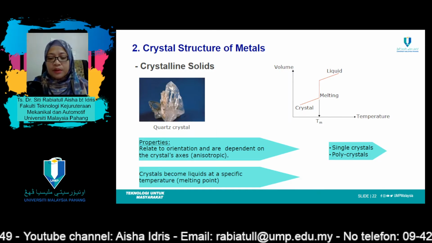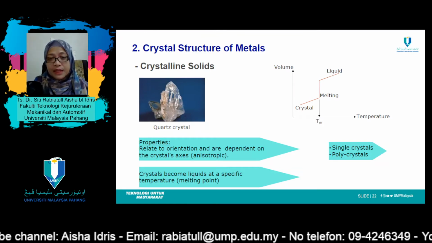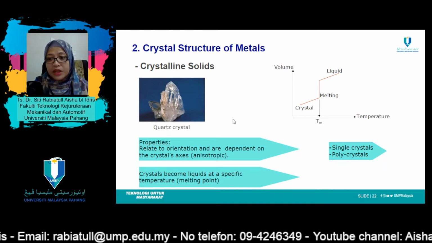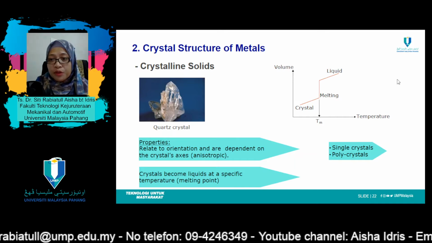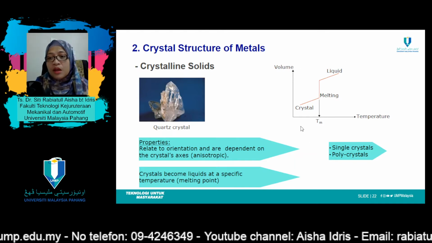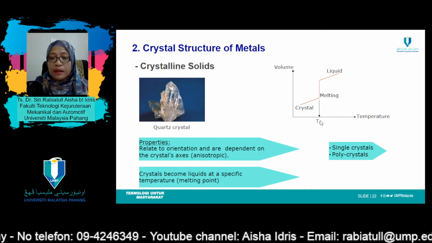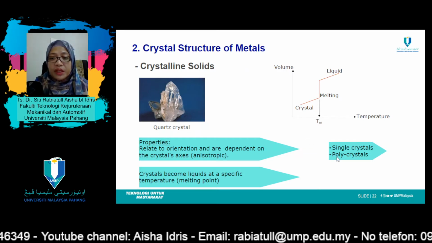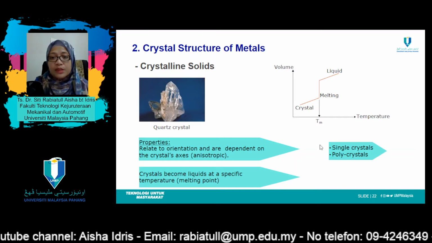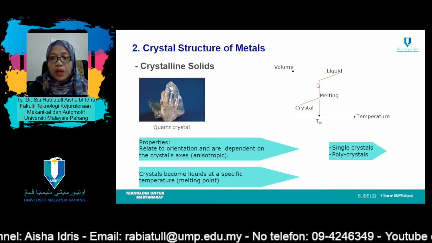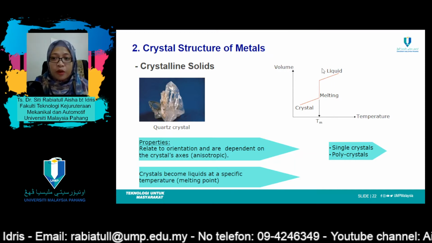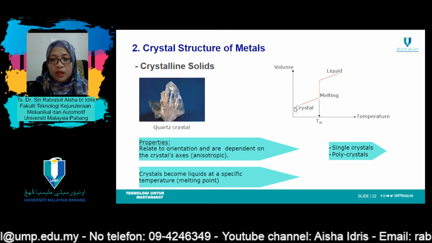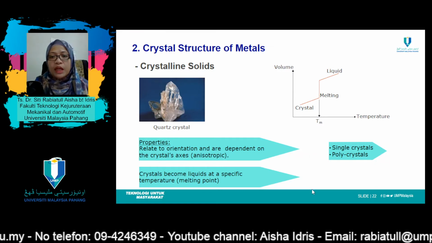So this is an example of crystalline materials, for example, quartz crystal. It can exist either as a single crystal or polycrystal. If we refer to this graph over here, volume versus temperature, below melting point it is in solid condition, or in crystal. It can be either single crystal or polycrystal, but once it is exposed to temperature, it will straight away melt and form a liquid. So for a crystalline solid, it is very simple. From solid, it will change straight away to liquid when exposed to heat.